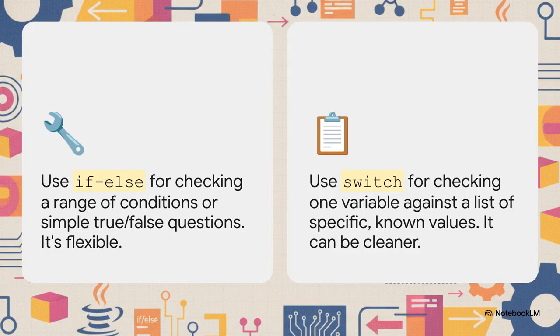So, when should you use an if-else versus its cousin, the switch statement? Well, think of it like this. If-else is your adjustable wrench. It's super flexible, great for complex logic or simple true-false questions. A switch statement, though, that's more like a specific socket set. It's perfect when you're checking one single variable against a list of very specific known values, like, say, checking the day of the week. It can make your code so much cleaner and easier to read in those specific situations.